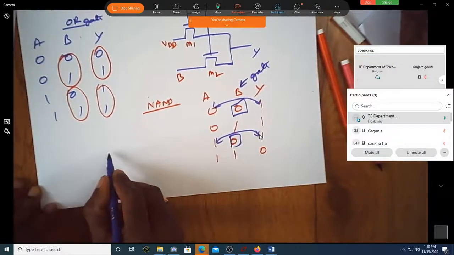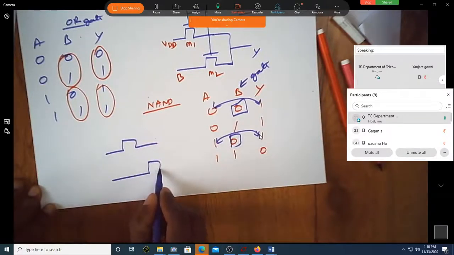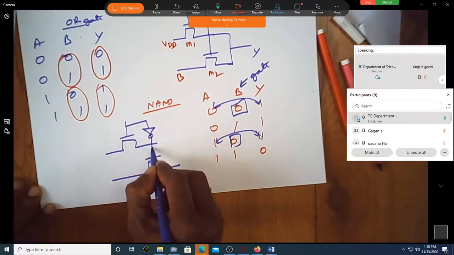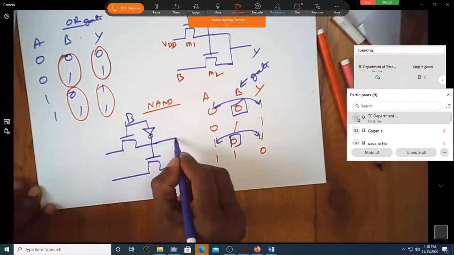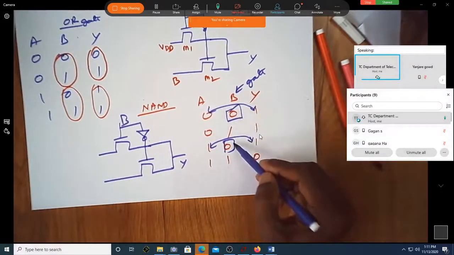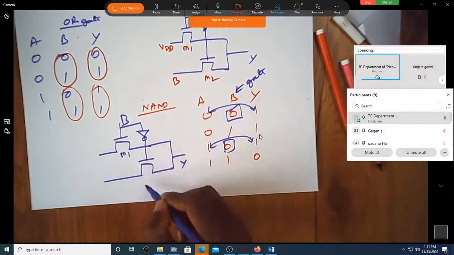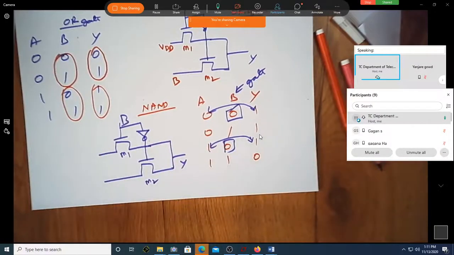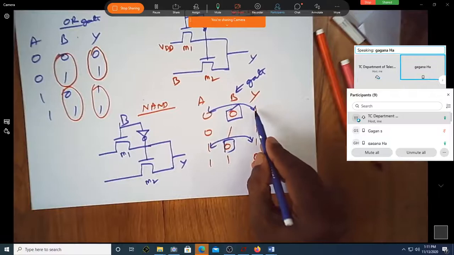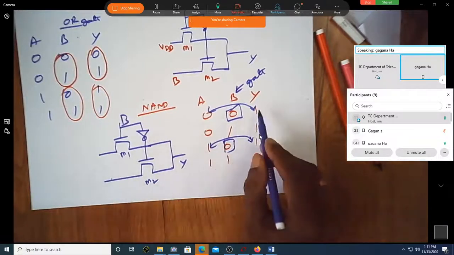So what I mean to say is, this is my B, this is my Y. When B is 0, out of M1, M2, which one will be active? When B is 0, which one is active? M2. So can you just compare the other input and the output?